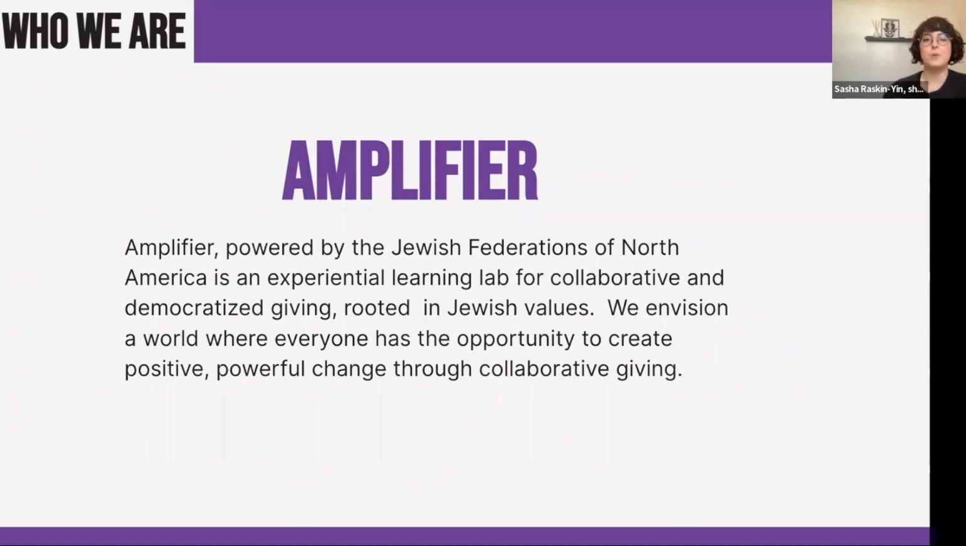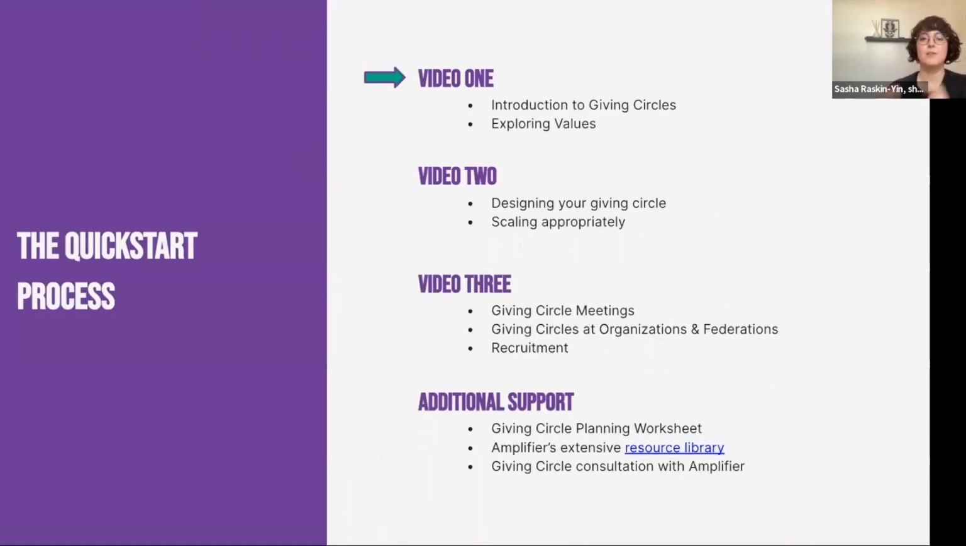The Giving Circle Quick Start process includes 3 videos, of which this is the first, a worksheet for you to follow along and plan your Giving Circle, and access to robust support from Amplifier. During this first video, we'll learn about the Giving Circle movement, explore the basic components of a Giving Circle, understand the importance of values in shaping your experience, and learn about 3 Giving Circles that will function as case studies throughout the Giving Circle Quick Start.